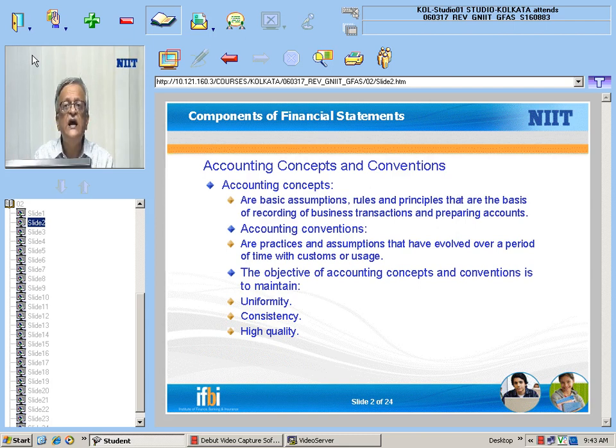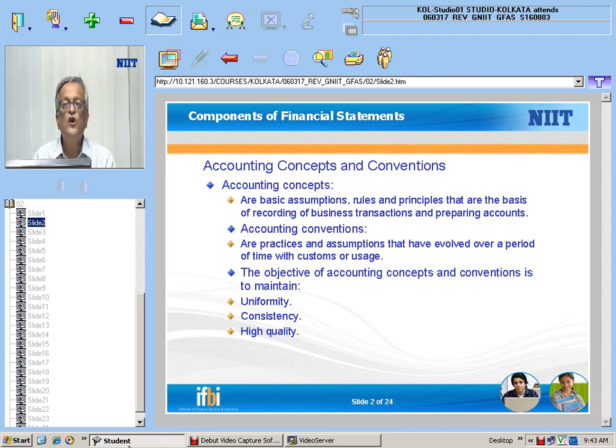So what are accounting conventions? Practices and assumptions, assumption as I told you means truth, that have evolved, that is developed, over a period of time with customs. Customs means the traditional way of doing something. We say this is our custom, isn't it? We use the term custom quite often. That means this is the traditional way of doing something. This has been followed over a large number of years and we are still following this. So that is what we call the convention, custom or usage. So accounting conventions are practices and assumptions that have evolved over a period of time with customs and usage.